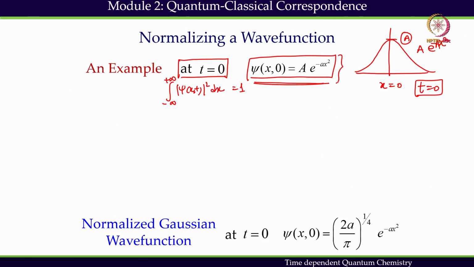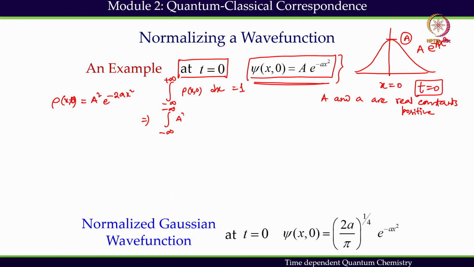And the question is, if I have this wave function, how can I normalize it? Obviously, here A and a are real and positive constants. So, the first thing we need to do is find the density distribution function at time equals 0, which is A squared e to the power minus 2 a x squared, and this is nothing but the density rho(x,0). So, I have to integrate this equation, A squared e to the power minus 2 a x squared dx, equals 1.